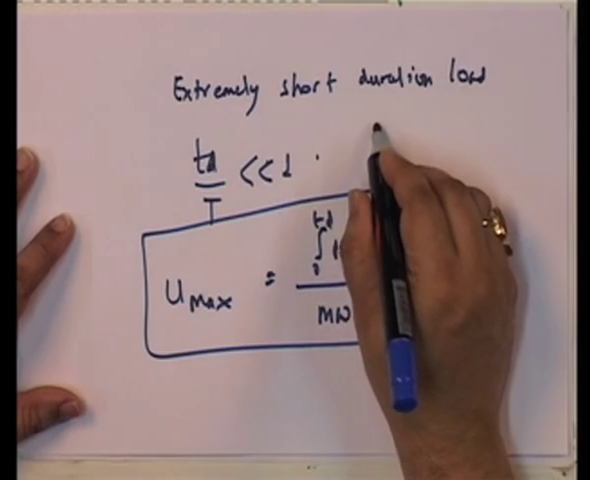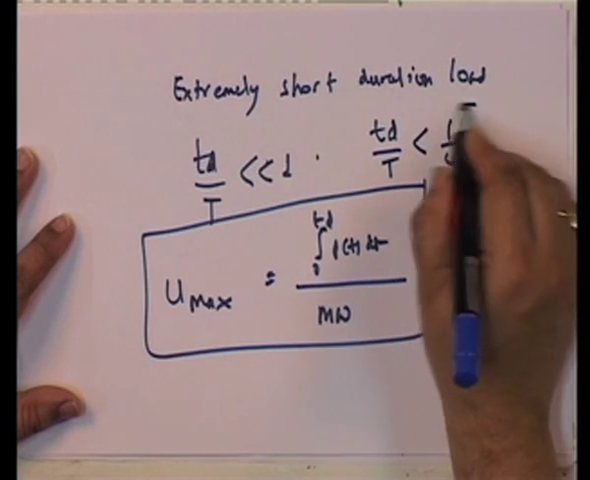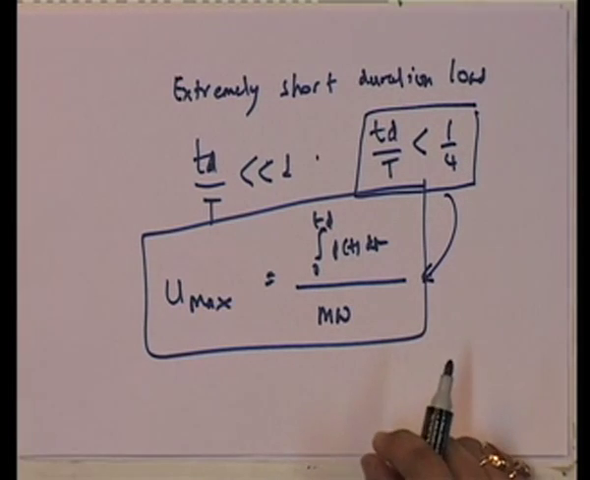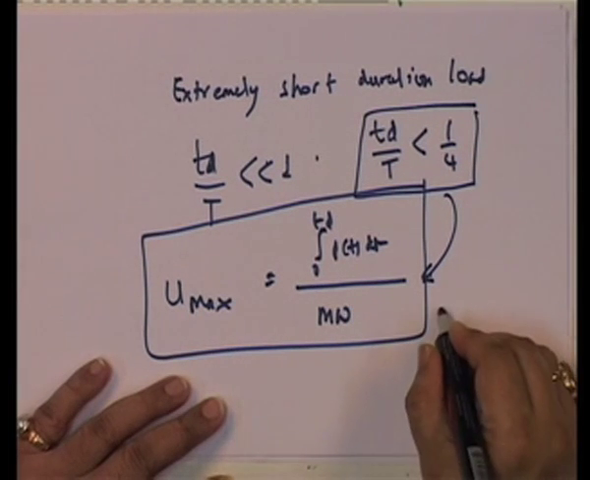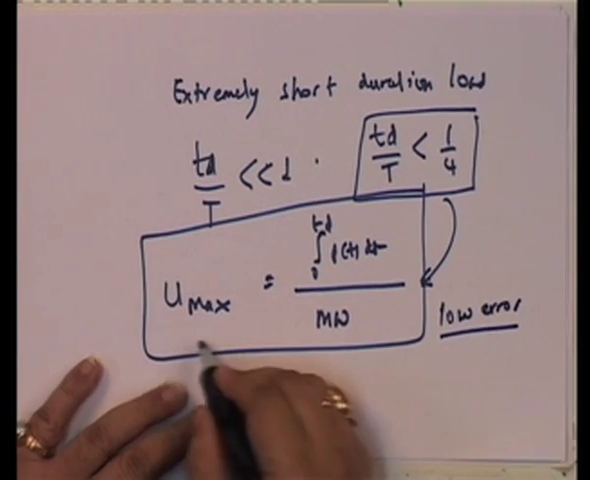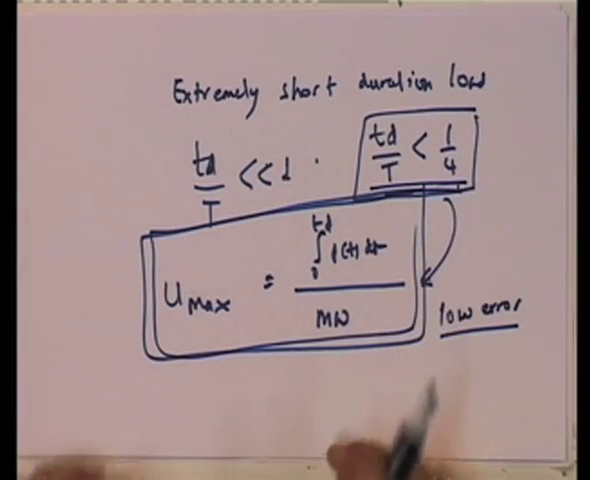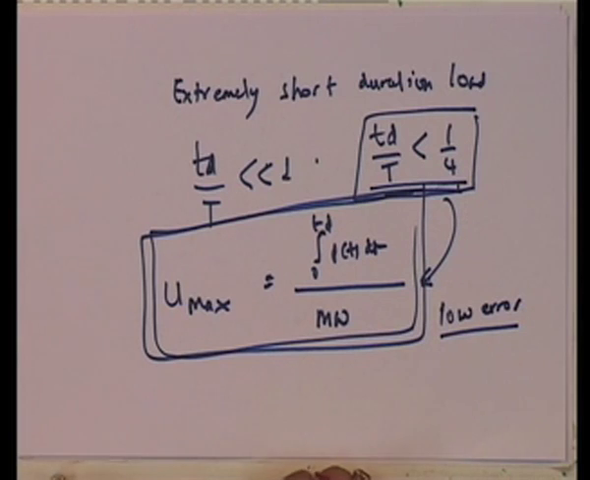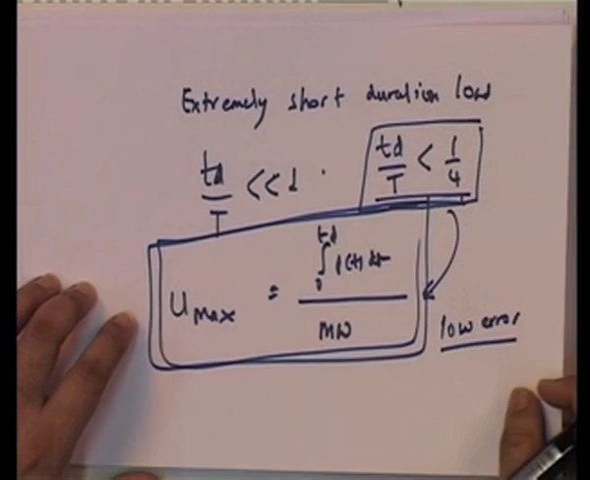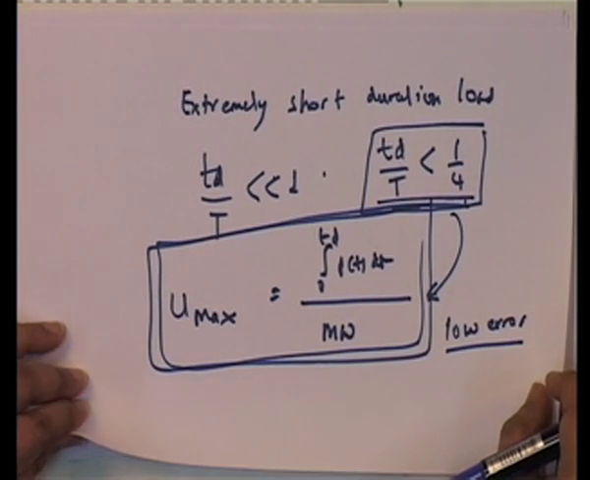And it is seen that in reality, as long as for a pulse load T d upon T is less than 1 by 4, this gives very low errors. So, this approximation is valid as long as T d upon T is less than 1 upon 4. This becomes a very interesting part of the entire characteristics.